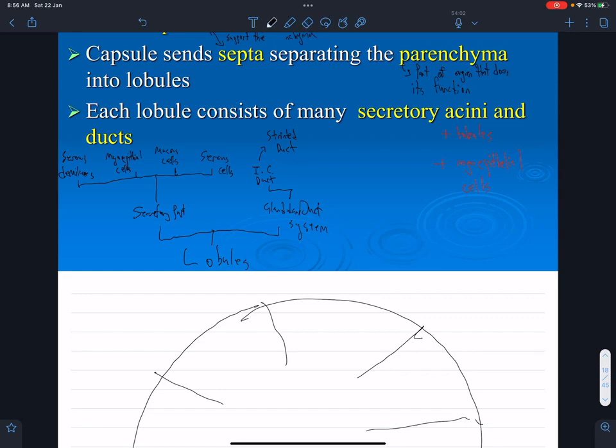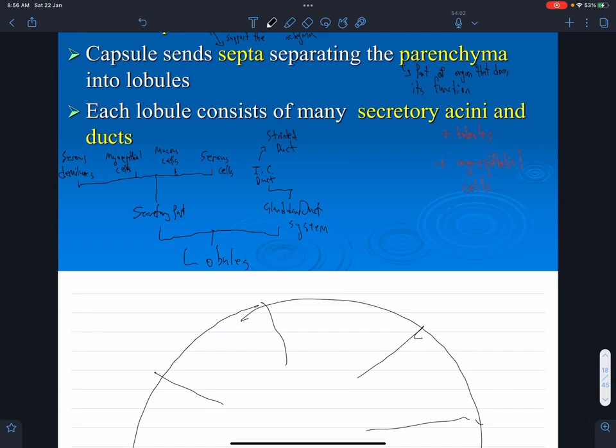And these striated ducts are lined by basically striated columnar epithelium, okay? So your intercalated ducts, they're lined by which type of epithelial cells? Simple cuboidal epithelium. Then we come to the striated duct, they're lined by what? Simple columnar epithelium that are striated in appearance, okay?